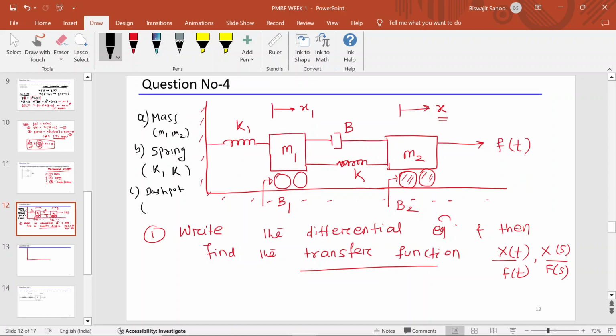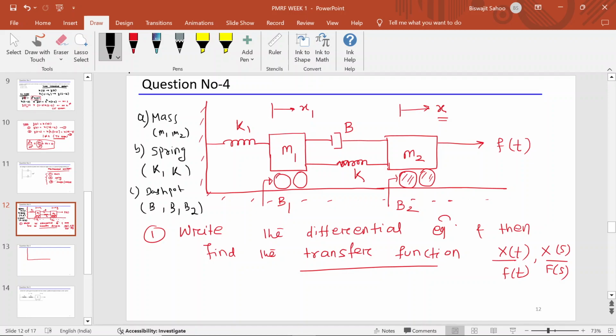How many dashpots are there? One is connected between the two bodies M1 and M2, that is B. Another two are connected between the wheels and the ground. One is B1, another is B2. So these are your parameters. Based on these parameters, you have to write the differential equation. The differential equation will depend upon the number of displacements. Whenever you apply a force F of t, your mass M2 moves towards the right by an amount x, and mass M1 moves towards the right by an amount x1.